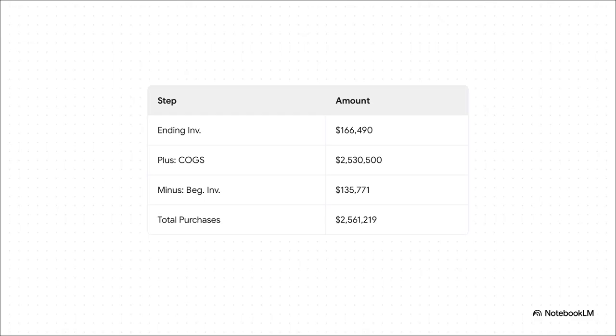We take that ending inventory of $166,490, add the massive COGS of over $2.5 million, and then we back out our beginning inventory of $135,771. Boom! We arrive at a derived total purchases figure of exactly $2,561,219. This right here, this is the golden number for your numerator.